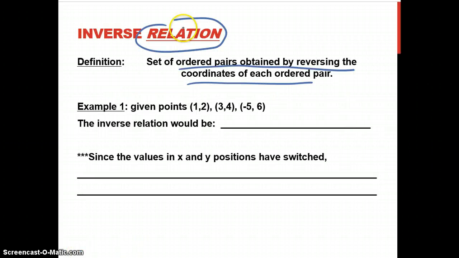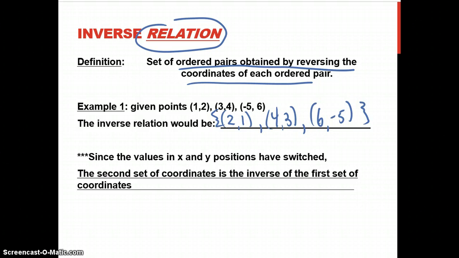We're going to look at inverse relations first. A relation is just a set of points. When we talk about an inverse relation, we're taking a given set of points and reversing the order of the x and y coordinate. So we're given this initial relation, and we're going to take each point and reverse the coordinates. So instead of 1, 2, we're going to have 2, 1. Instead of 3, 4, we're going to have 4, 3. And instead of negative 5, 6, we're going to have 6, negative 5. And since the values in the x and y positions have switched, the second set we can call the inverse of the first set.